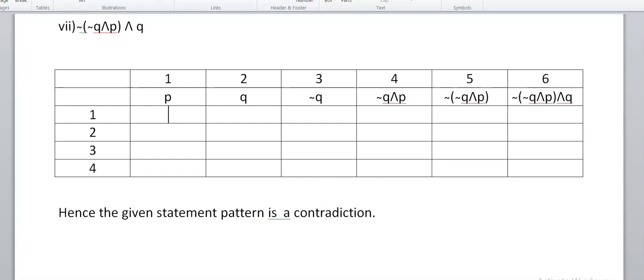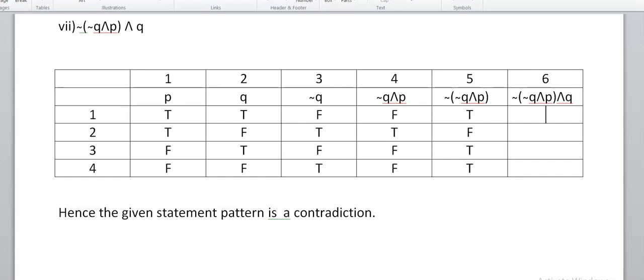Now here P is TTFF, and Q is TFTF. Negation of Q is FTFT. Now the AND between the third and the first: TF is F, TT is T, then FF is F, FT is F. Now the negation of the fourth one: negation of F is T, negation of T is F, again T, again T.